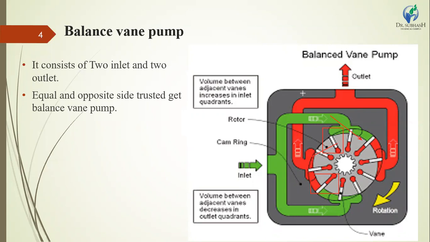As the rotor rotates, the size of the pocket goes on increasing on one side and reducing on the other side. Here the size of the pocket is increasing, and here the size of the pocket is decreasing, which means one is an inlet and the other is an outlet. These work continuously on both sides, with both inlets and both outlets, so the pump can run smoothly and give output from the balanced side.